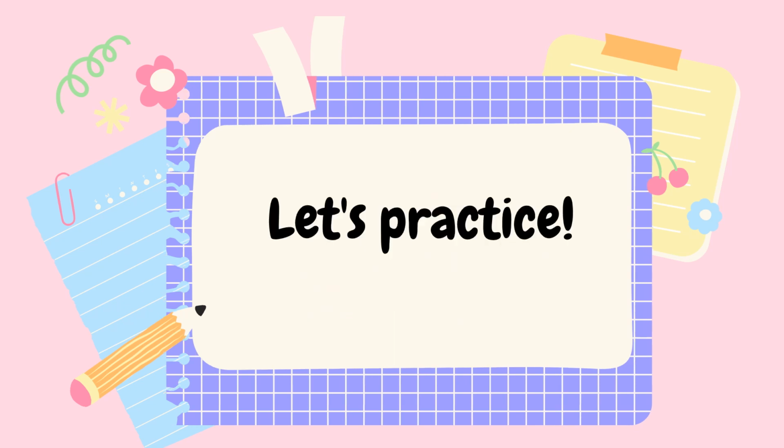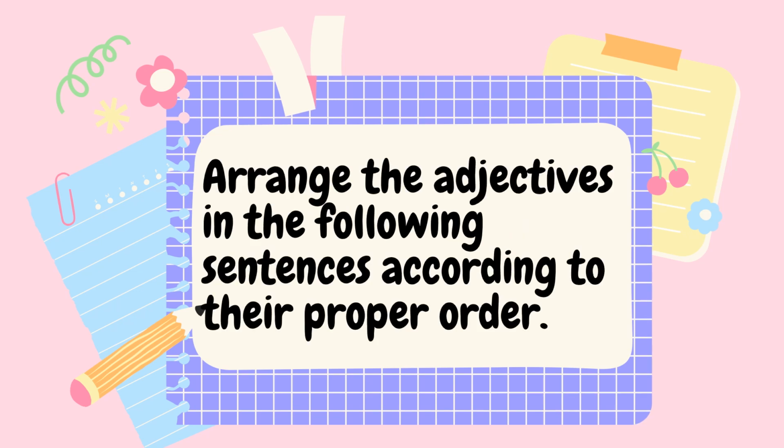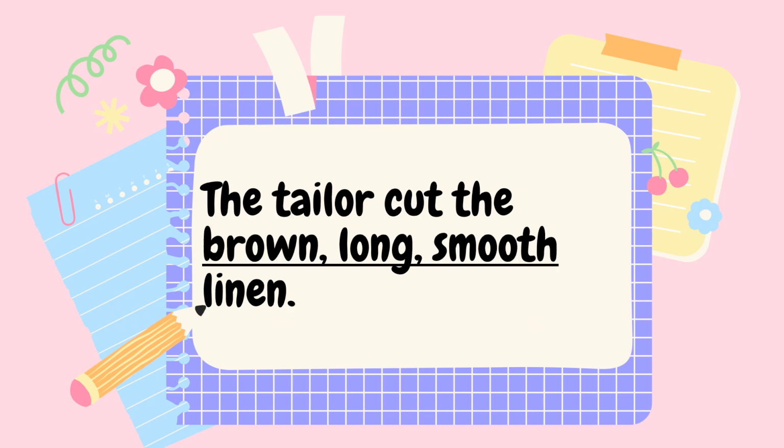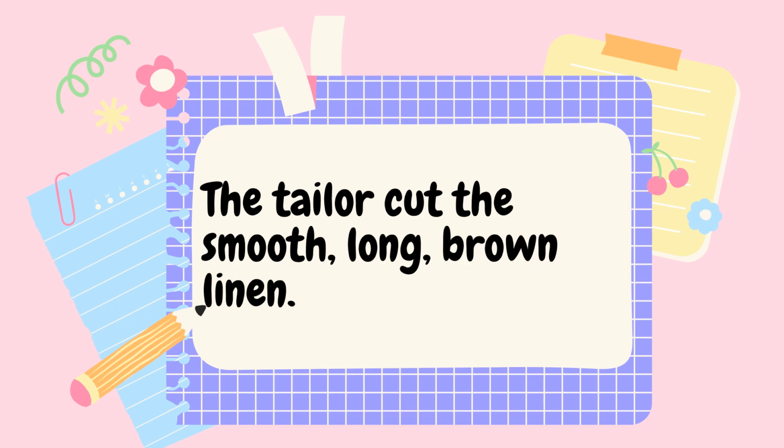Before we end our session, let's have a practice. It says here you have to arrange the adjectives in the following sentences according to their proper order. Are you ready? Let's go! Number 1. The tailor cut the brown, long, smooth linen. Do you think the adjectives were arranged in its correct order? You are correct. The adjectives were not arranged in its correct order. So it should be: the tailor cut the smooth, long brown linen.